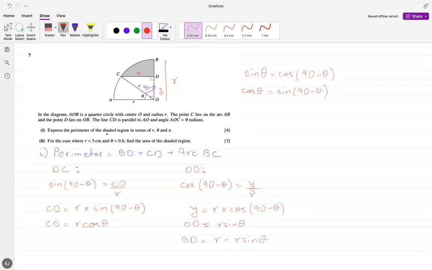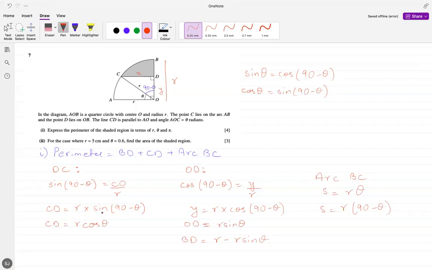And finally, to find the arc length BC, we'll use the arc length formula. So arc length of BC will be given by the formula S equals R theta. So the radius is R and theta is 90 minus theta.